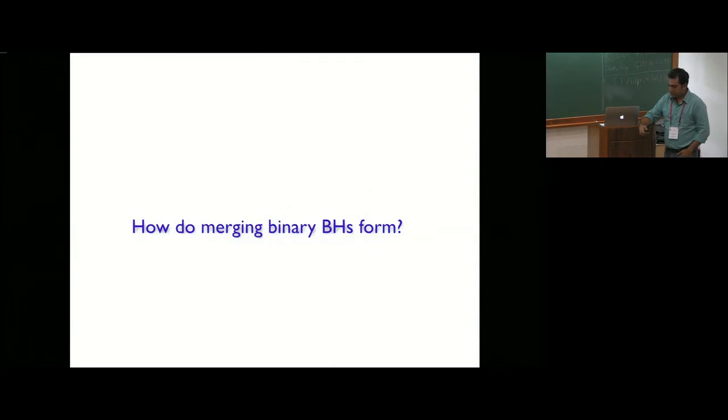So let's talk about how merging binary black holes form. When I say merging, that means the black hole separation must be small enough so that the gravitational wave radiation rate is high, and they radiate enough energy to merge within, say, a Hubble time. Okay? And that turns out to be quite challenging, actually. And you will do one toy problem about why.